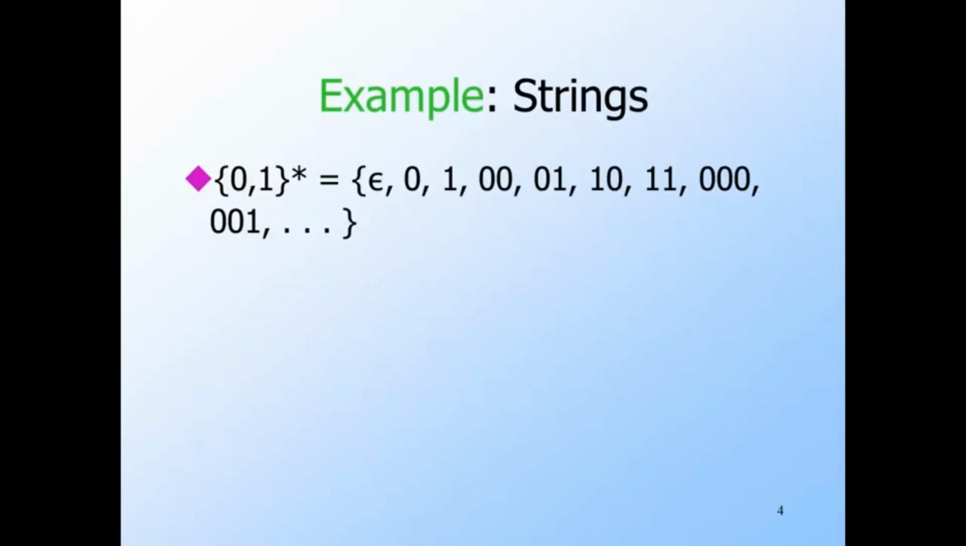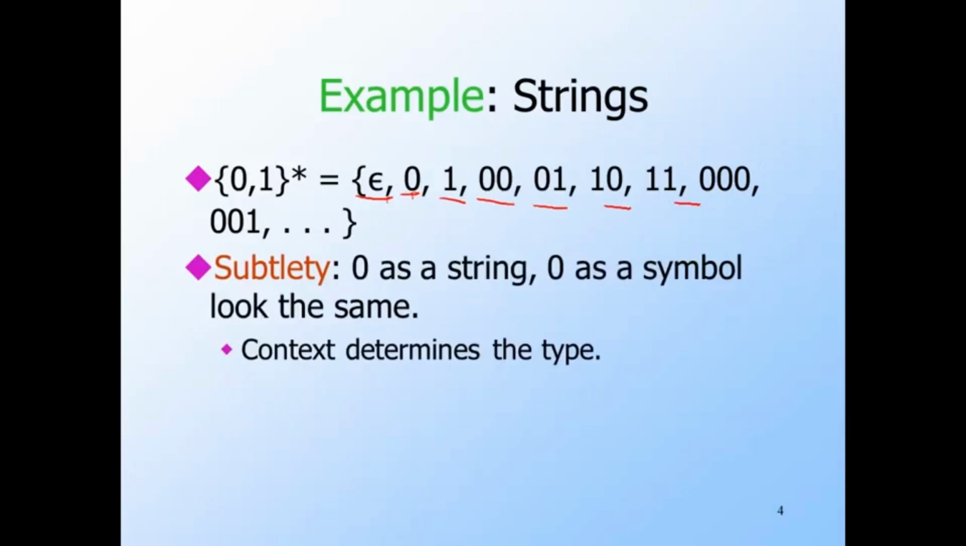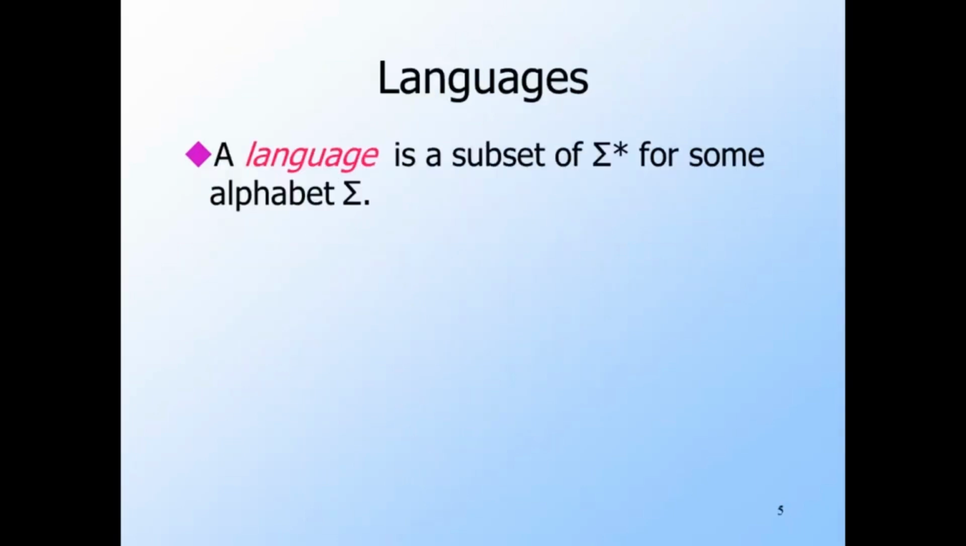For example, the language 01 star consists of all strings that can be made from the symbols 0 and 1. For example, epsilon, the empty string, is in this language. There are two strings of length 1, the strings 0 and 1, and there are four strings of length 2, and so on. Notice that we do not make a distinction between a symbol like 0 and the string of length 1 that consists of a single instance of that symbol, the string 0. We trust that context will make clear which we mean. Programming languages do make this distinction, so in C, for example, we would put single quotes around the 0 if we meant the symbol or character 0, and would put double quotes around it if we intended the string consisting of only the 0.